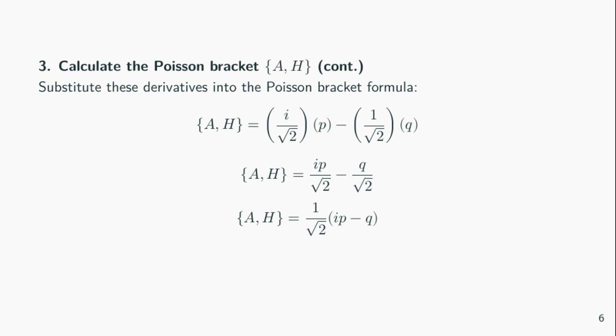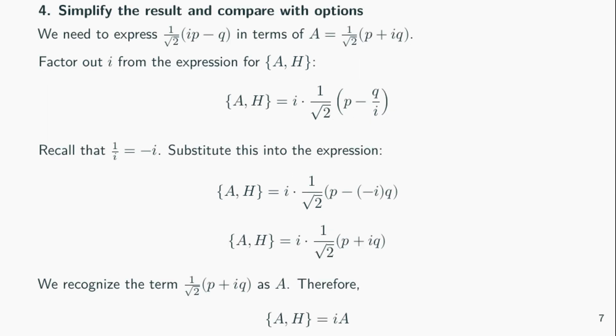We can factor out the common term, 1 over the square root of 2, leaving us with 1 over the square root of 2 times the quantity iota P minus Q. Our current result for the Poisson bracket is 1 over the square root of 2 times iota P minus Q. We need to see which of the options this matches. The options are given in terms of A.